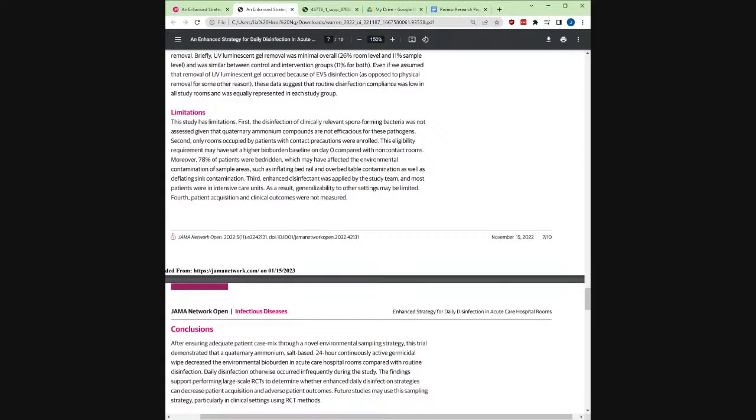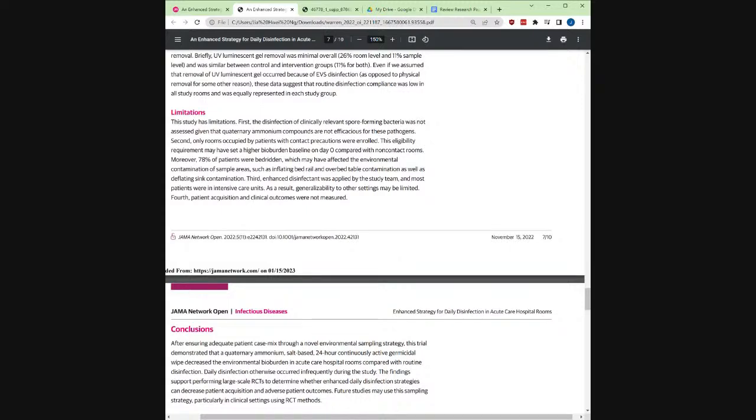Moreover, 78% of patients were bedridden, which may have affected the environmental contamination of sample areas, such as inflating bed rails and overbed table contamination, as well as deflating sink contamination. I don't know what this deflating sink means, but I'm assuming they have a special sink or something. But I think what I mentioned before, because they are bedridden, it means that the touching of surface may not have happened as expected for other patients.